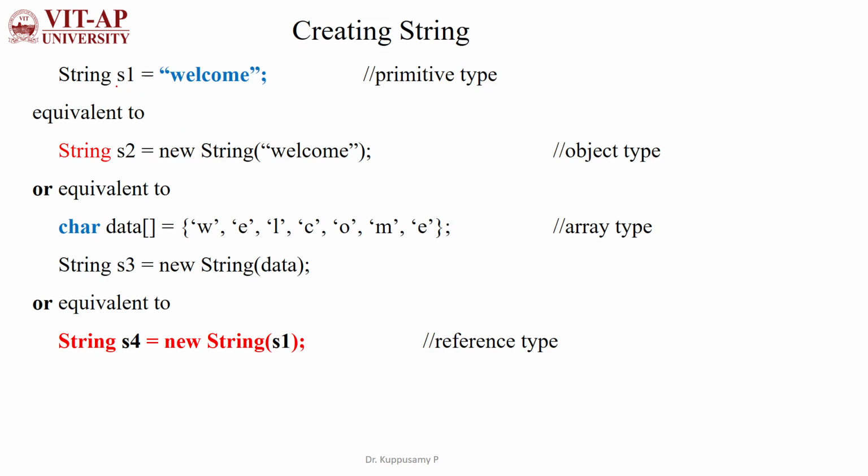Here the string is created by using the primitive data type, as we have discussed in the previous slide, which is equivalent to using the String class, which creates the object s2. Here we are creating with the constructor, and also we are passing the value welcome, which is equivalent to this statement using the primitive data type.